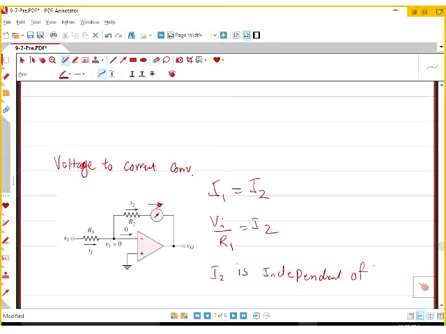Now, the weird thing here is that R2 does not play any role, so it's independent of R2. R2, what is that? It could be big, but the point is that I2 is only a function of VI. It has nothing to do with this. It could actually be a load.